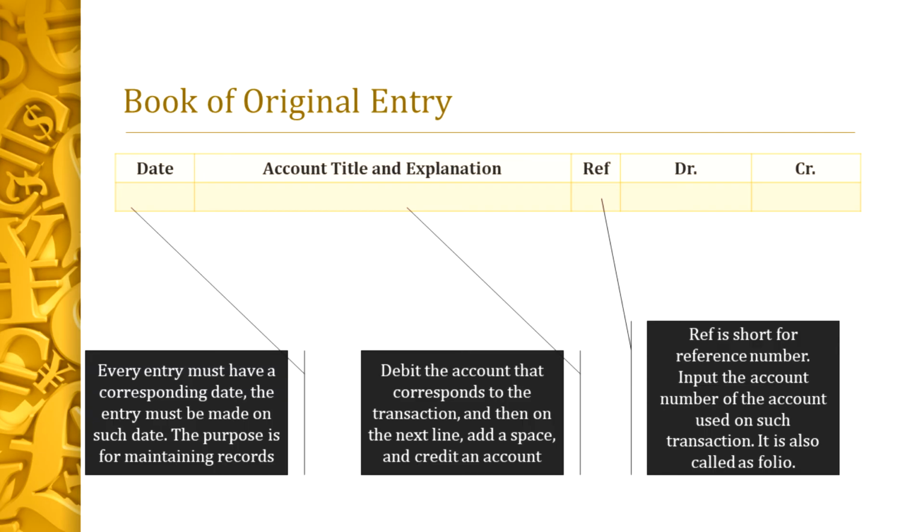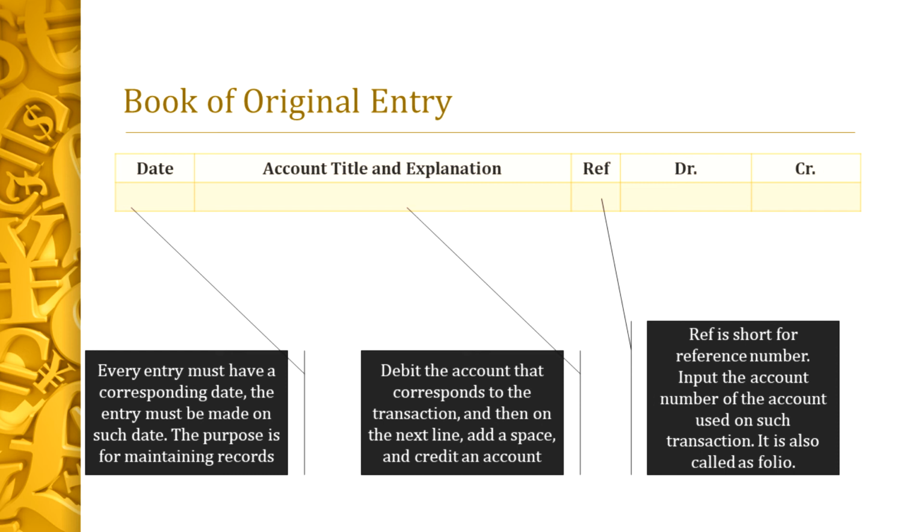Book of original entry. This is the general journal. There are other types of journal: sales journal, cash receipt journal, cash disbursement journal, and purchase journal. For the date, every entry must have a corresponding date. The entry must be made on such date. The purpose is for maintaining records.